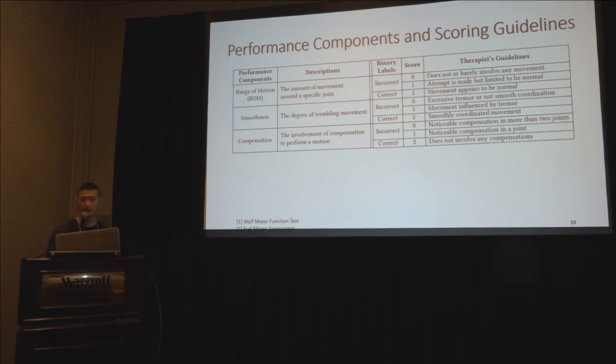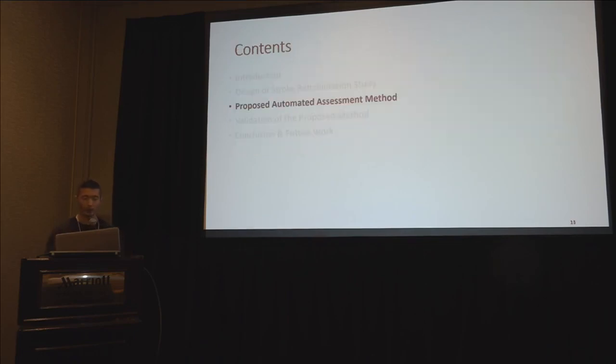Given these performance components, we also have the therapist scoring guideline on a 3-point ordinal scale, which can also be mapped into a binary label, correct or incorrect. Those are based on the clinically validated stroke rehab assessment tools, the Motor Function Test and Fugl-Meyer Assessment. And now I will describe our proposed automated assessment method.